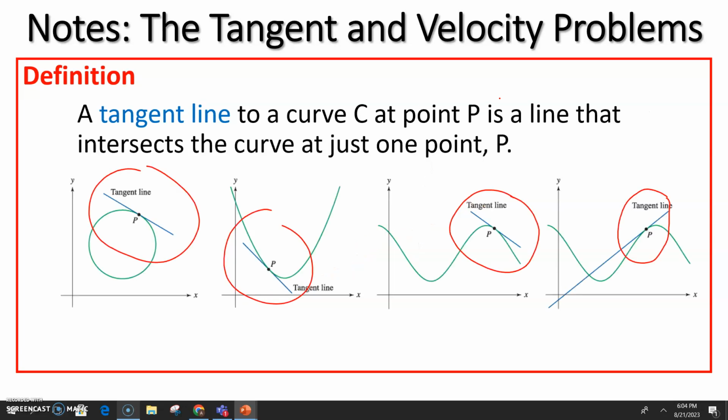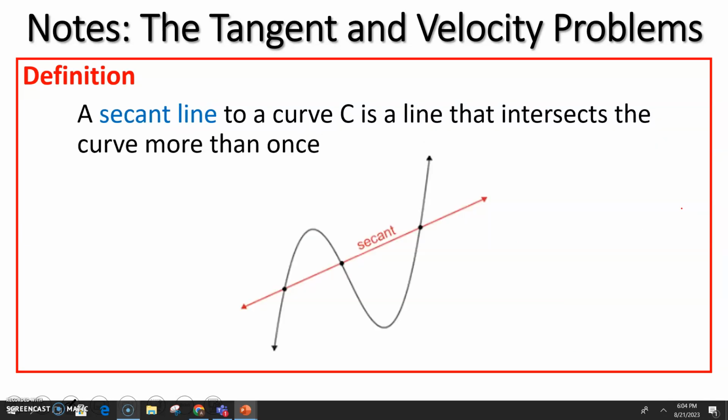Now, you might say, how is this situation different from the secant line? Well, if you look closely, you'll notice that in the tangent line situation, the line is fully above the curve. Whereas in the secant line situation, the line intersecting the curve is not fully above or below. It goes through the curve, it doesn't just graze across it. So a secant line to a curve is a line that intersects the curve more than once.